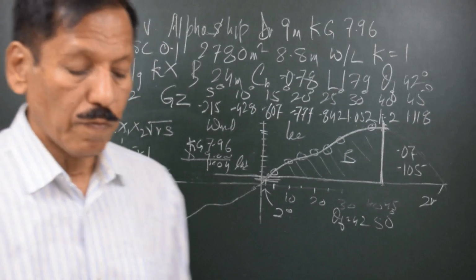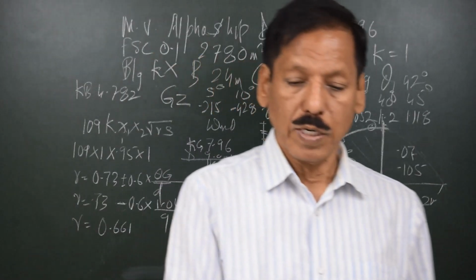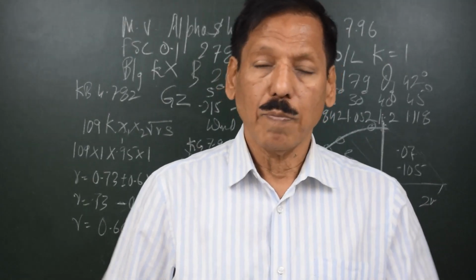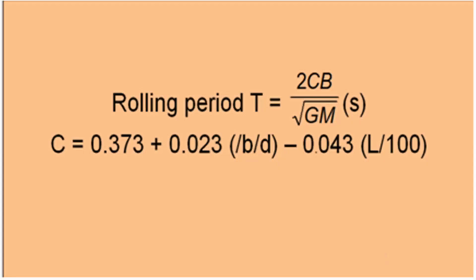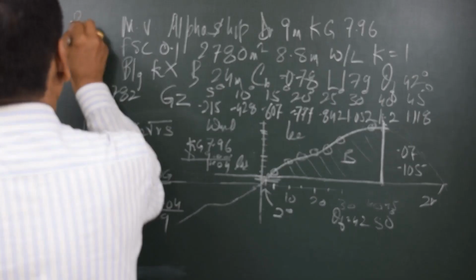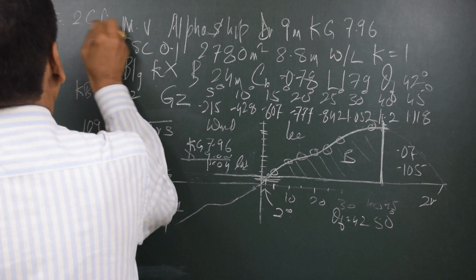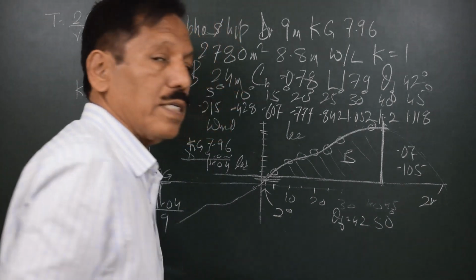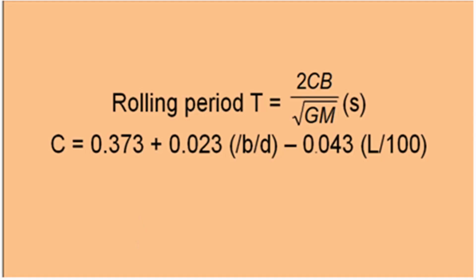Now let us find out the value of S, which is to be found from table 4. Table 4 says that S depends on the periodic time of the vessel, which is calculated by a formula. The formula for the periodic time is T equal to 2 CB divided by under root GM. What is C? C is given by another formula: C is equal to 0.373 plus 0.023 into B upon D minus 0.043 L upon 100.